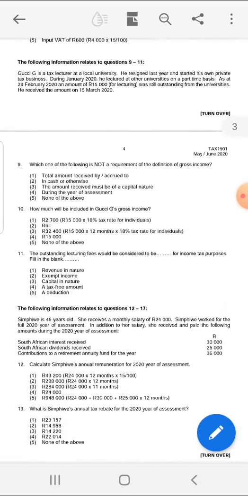We are done. Moving on to question number 9 to 11. Guji is a tax lecturer at a local university. He resigned last year and started his own private tax business. During January 2020, he lectured at another university on a part-time basis. As at 29 February 2020, an amount of 15,000 for lecturing was still outstanding from the university. He received the amount on 15 March 2020. So I think this one will be focusing on gross income.